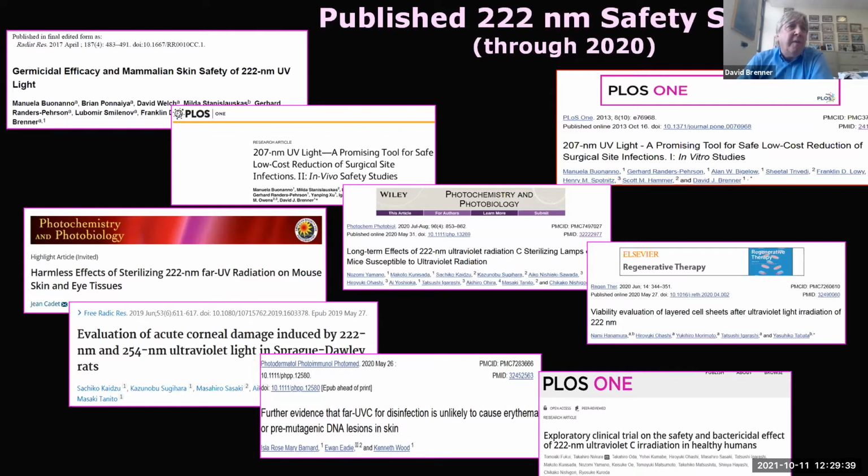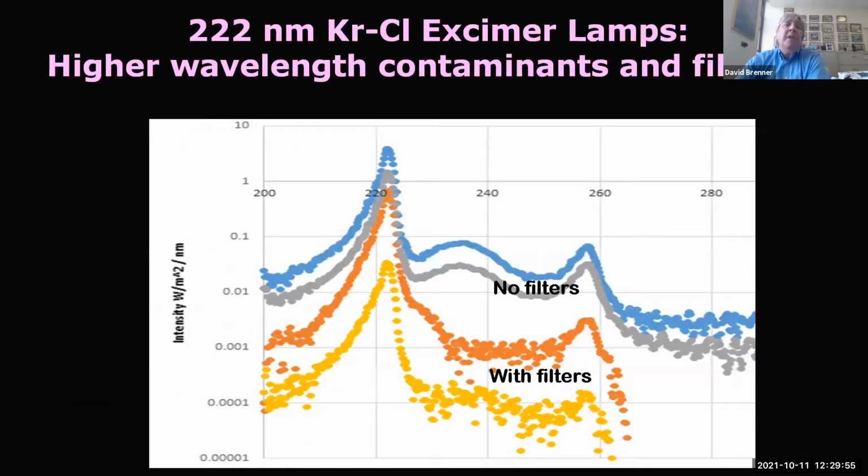And the conclusion from these studies is that there's been no evidence of any adverse health effects. But I'm going to give one little proviso in a moment. And here is that proviso.